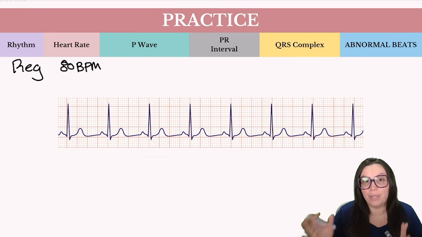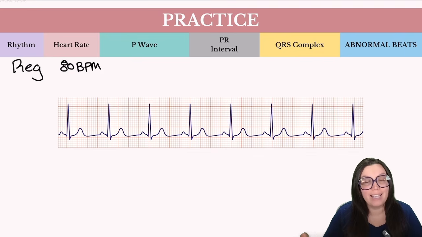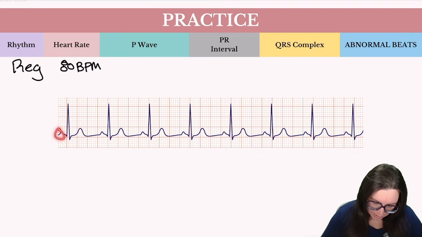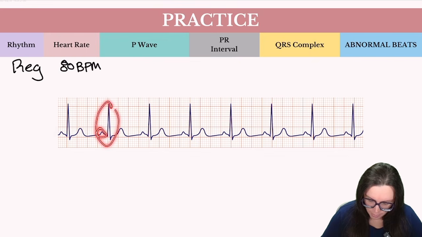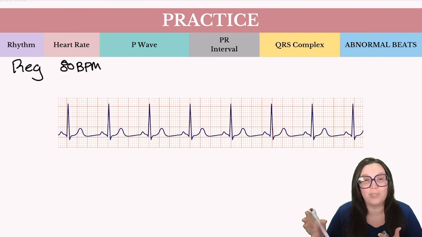Next up, we want to look at our P wave. So do we have a P wave present before each QRS complex, and are they upright? So if we take a look, this one's good. We get a P wave, upright QRS, so on and so forth, all the way down our 6-second strip. So we can say that this follows that 1-to-1 ratio.